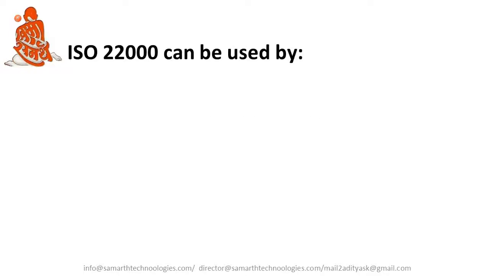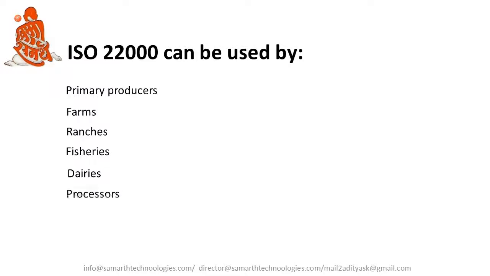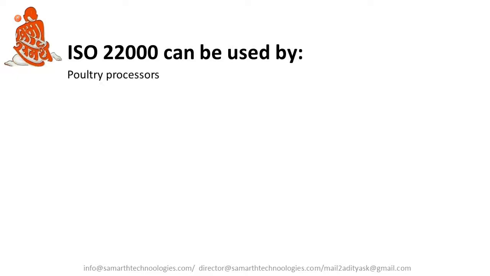ISO 22000 can be used by the following organizations. Primary producers: farms, ranches, fisheries, dairies. Processors include fish processors, meat processors, poultry processors, feed processors.